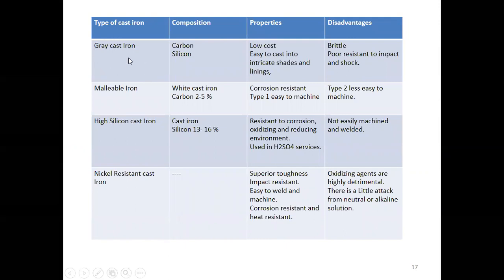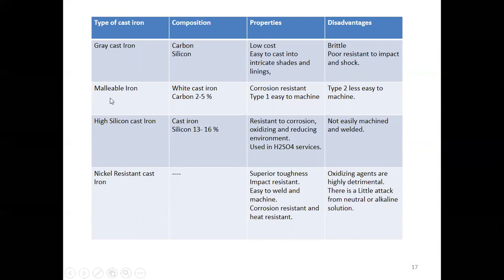The first modification is the gray cast iron. It mainly contains carbon and silicon. The properties of this gray cast iron are that it has low cost and it is very easy to cast into intricate shapes and linings. The disadvantage is it is brittle and it is poorly resistant to impact and shock.